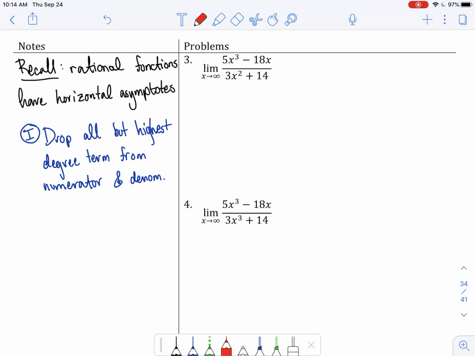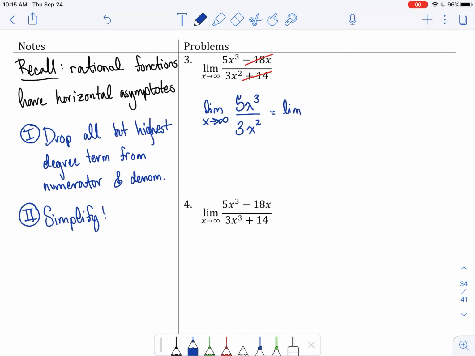So in this case, the highest degree in the numerator is 5x to the third, so we'll just drop that. And the highest degree term in the denominator is x squared. Remember, degree is the same as exponent. So we want to simplify what's left. So in this case, we have the limit as x approaches infinity of 5x to the third over 3x squared, which is the same as the limit as x approaches infinity of 5x over 3, because I simplified the x, cancel out, and we end up with 5x over 3.